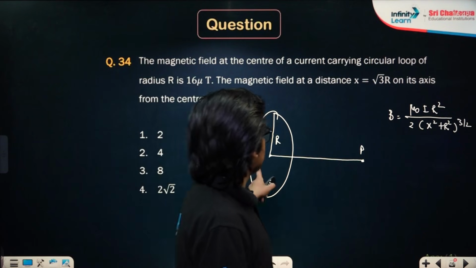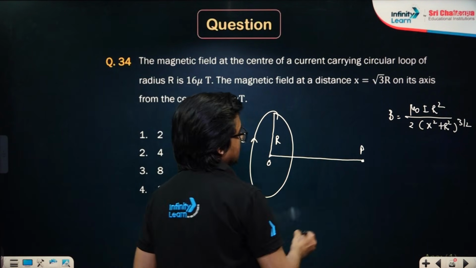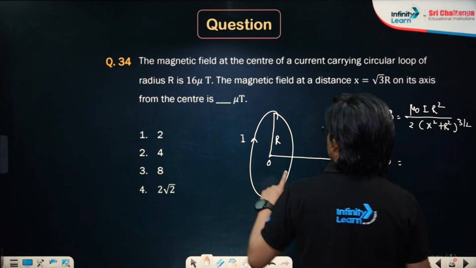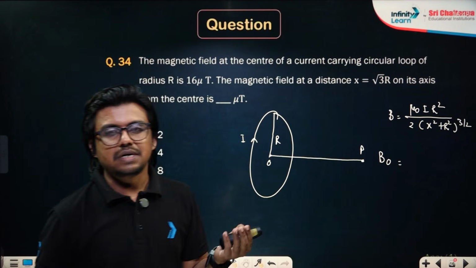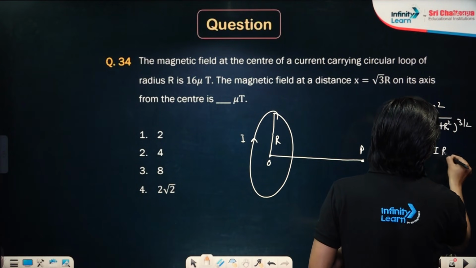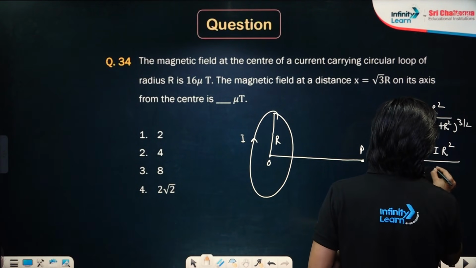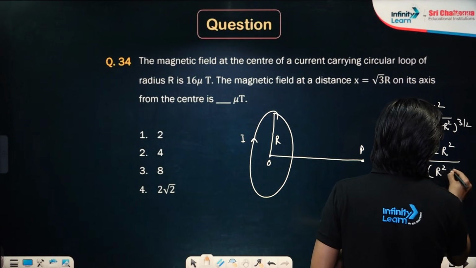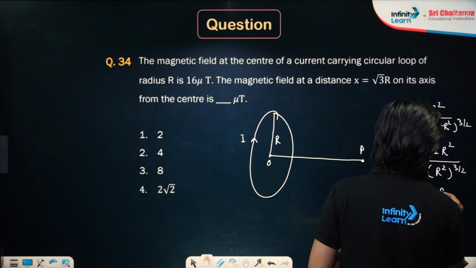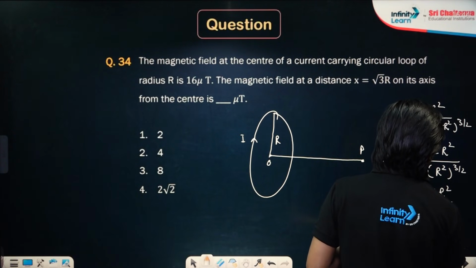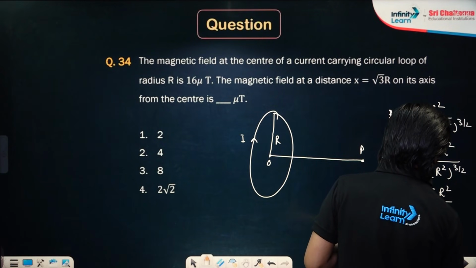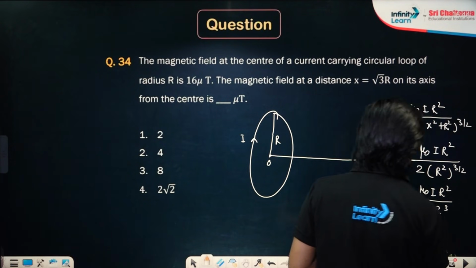If you write the magnetic field at the center O, for this point x is actually equal to 0, so you can write mu naught I r square divided by 2 times (r square) raised to the power 3 by 2. You get mu naught I R square divided by 2 r cube, and this is just equal to mu naught I divided by 2r. This is the magnetic field at the center.